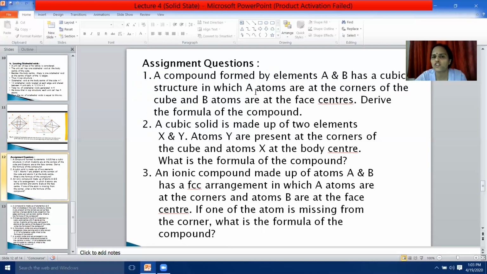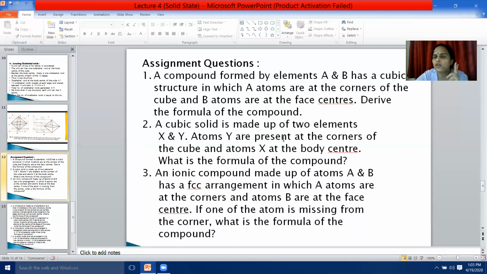So it is a cubic structure in which A atoms are at the corners of the cube. I showed you in the first slide there that if A atoms are at the corners of the cube, the contribution at the corner is equal to 1 by 8, right? So A atoms are at the corners of the cube. So 1 by 8 into 8 corners are there. So 1 by 8 into 8 results in giving you 1. So A value is here equal to 1 and B atoms are at the face centers.